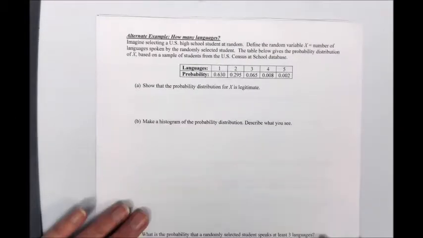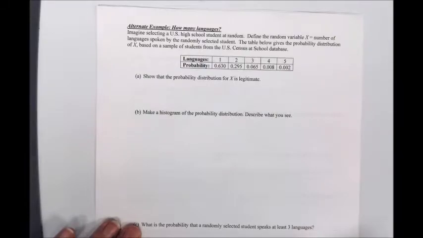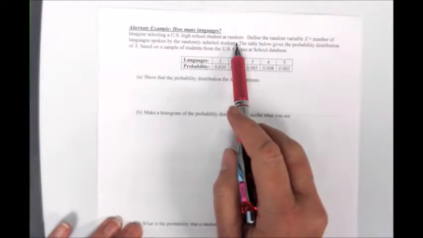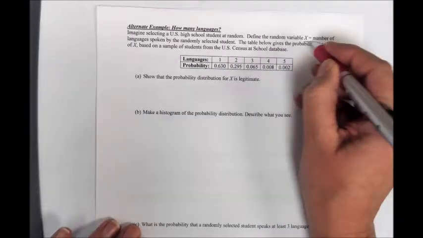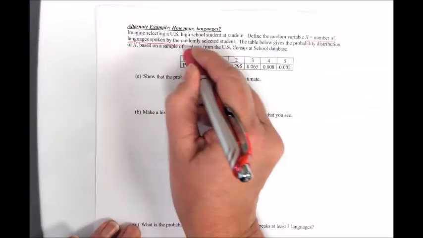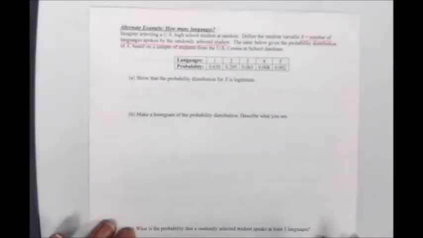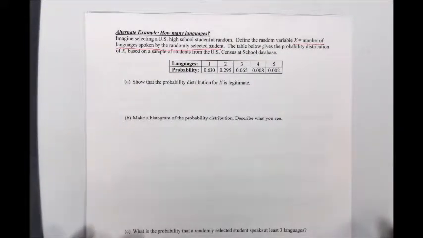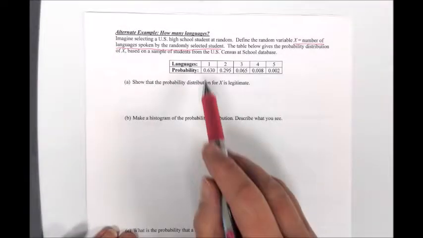Okay, another example on languages. Imagine selecting a high school student at random. We're going to define the random variable x as the number of languages spoken by that student. The table below gives the probability distribution of x based on a sample of students. So this table's already filled out.